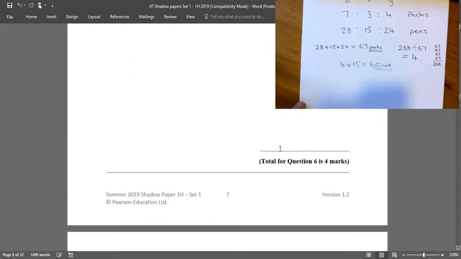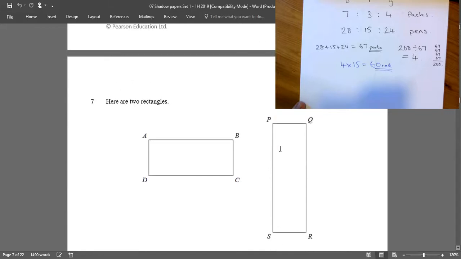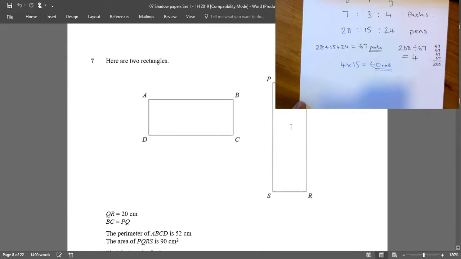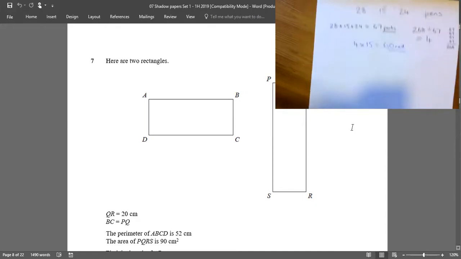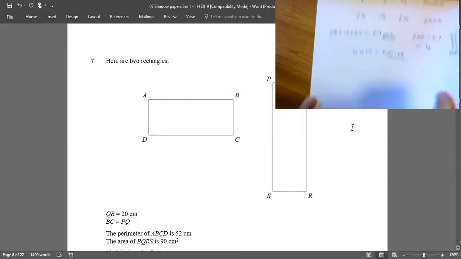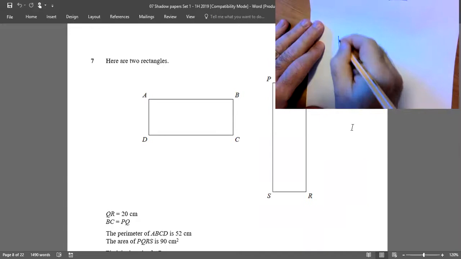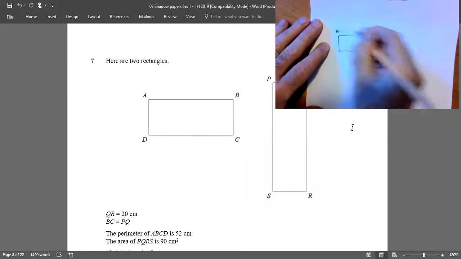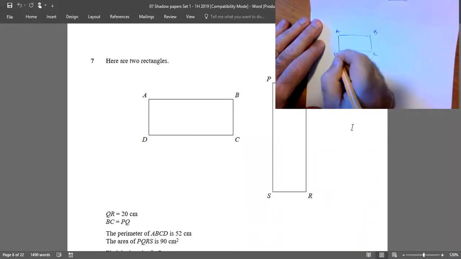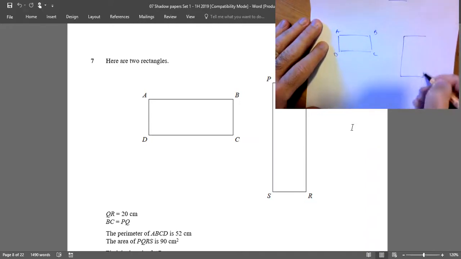Okay, so next question. Question number 7. So QR is 20. So let me try and draw my rectangles. A, B, C, D, P, Q, R, S. So QR is 20.